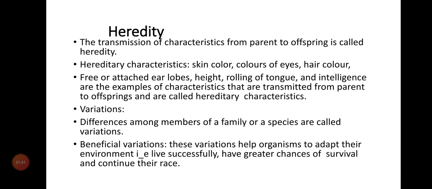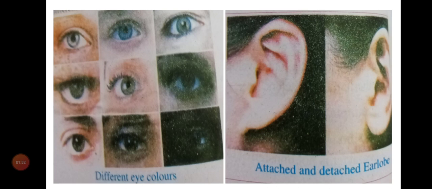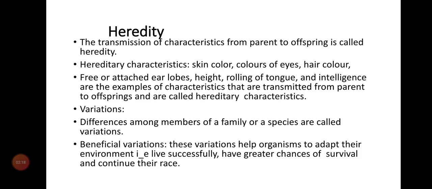The transmission of characteristics from parent to offsprings is called heredity. Colors of eyes, skin color, hair color, free or attached earlobes, height, and intelligence are examples of the characteristics that are transmitted from parent to offsprings and are called hereditary characteristics. But dears, you have also observed that not 100% of the same characteristics are transferred from parent to offsprings.